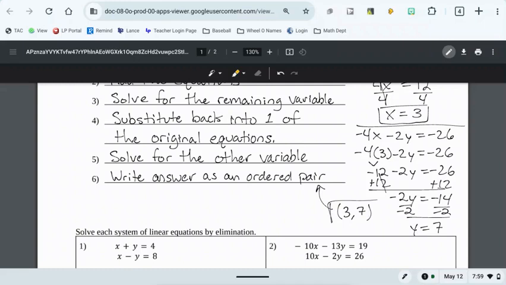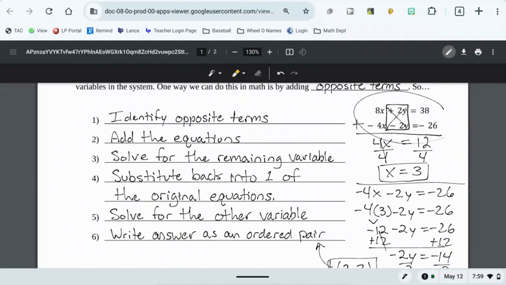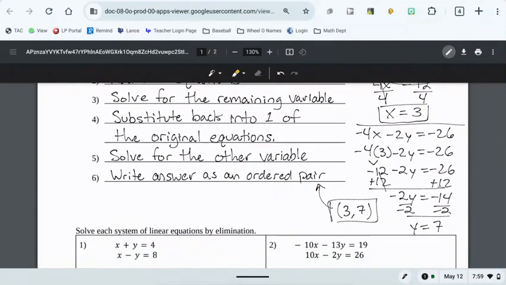Again, remember, this is one method of telling us where these two lines intersect. If we were to graph those, they would intersect on the graph. That is what we are solving for, and they will intersect at the coordinate pair 3, 7.